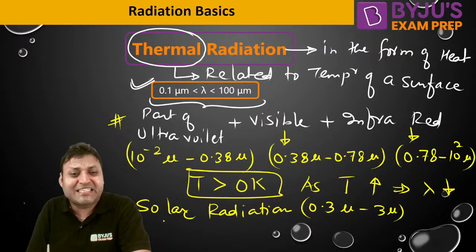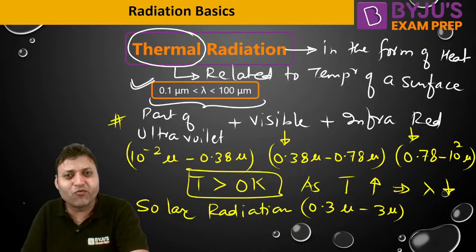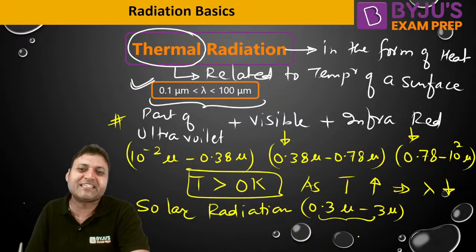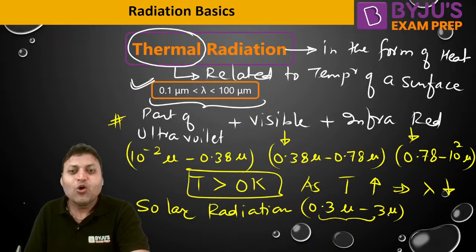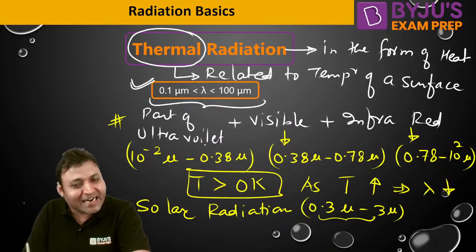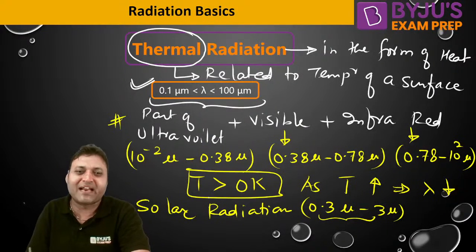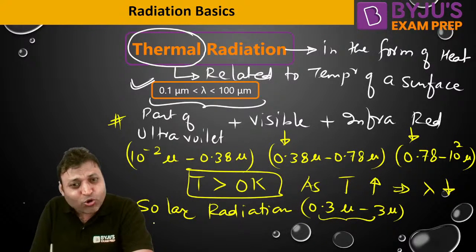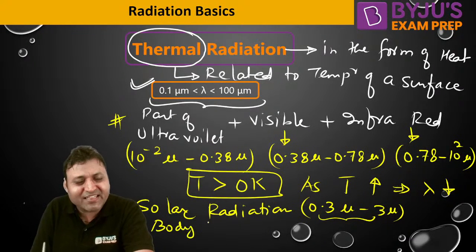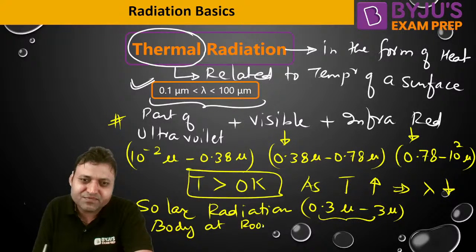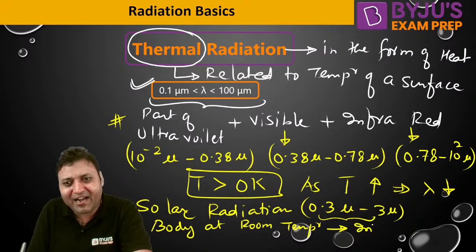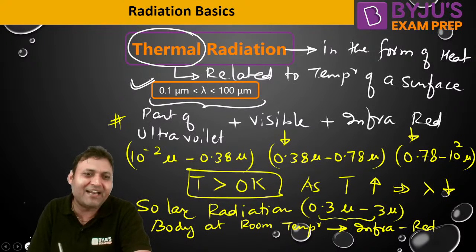The solar radiation, which is at a very, very high temperature, the sun is around 3000 Kelvin. So the wavelength range for solar radiation is 0.3 micron to 3 micron, which covers some ultraviolet radiation also, visible light also, infrared also. A body at room temperature, what is the wavelength range for a body at room temperature? A body at room temperature emits infrared radiation.